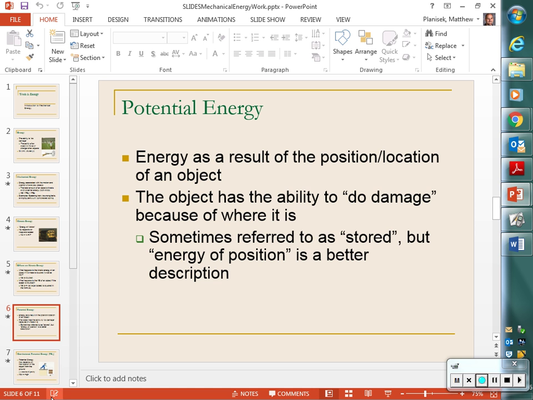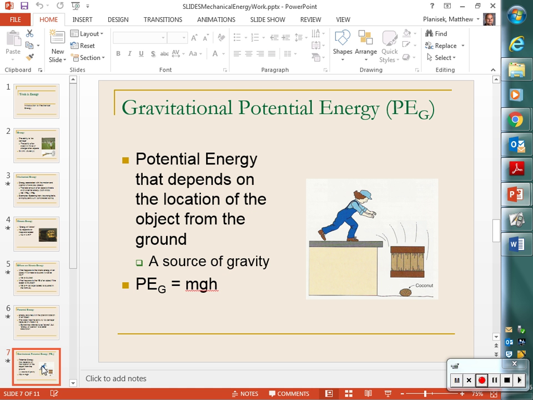And so yesterday we introduced gravitational potential energy, which we represent with the notation PE sub G, for potential energy gravitational, right? Potential energy that depends on the location of an object from the ground or some source of gravity. And we said that the potential energy of an object depends on three things. It depends on that object's mass, it depends on how far away it is from the source of gravity, and then it depends on the acceleration of gravity at that location. All right? Good there? We okay with that?